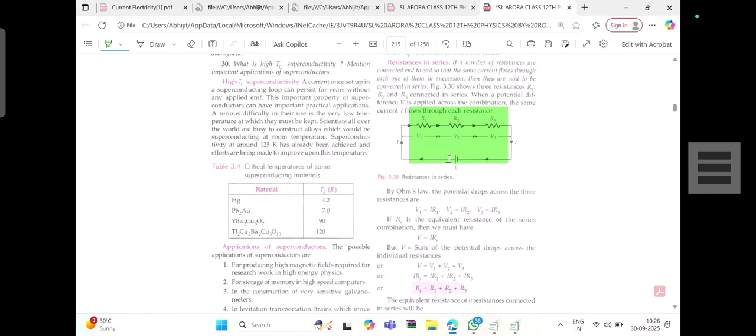So right now you have to know what is resistance in series. What is resistance in series?